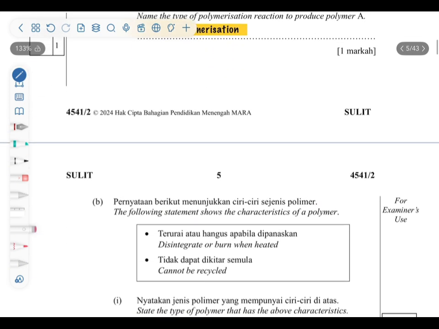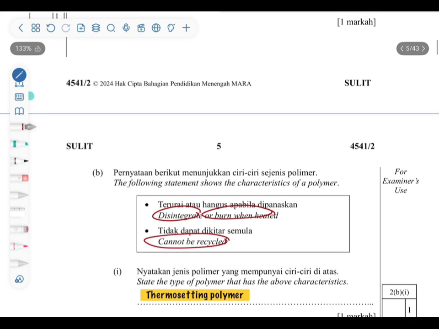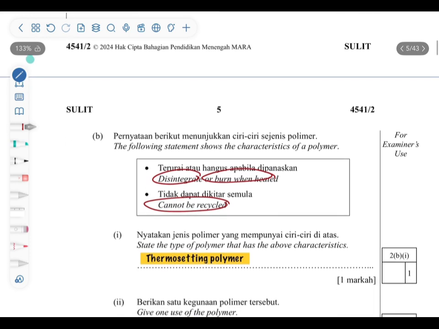Okay, B. The following statement shows the characteristic of a polymer. So the first characteristic is that it disintegrates or burns when heated. And the second one is it cannot be recycled. So B1. State the type of polymer that has the above characteristic. So something related to heat energy, related to temperature. So this kind of polymer we name it as thermosetting polymer.